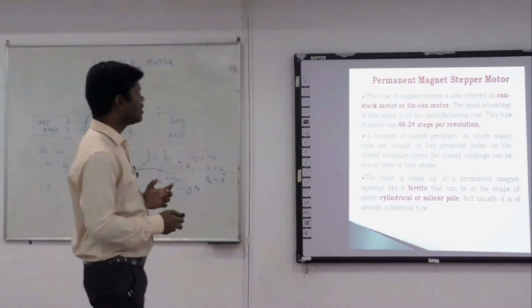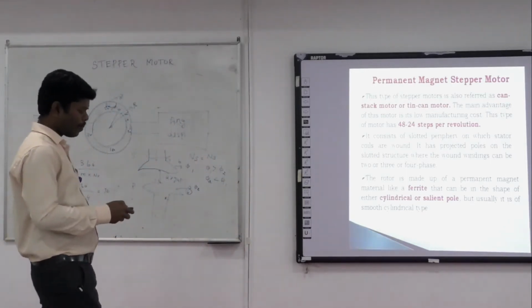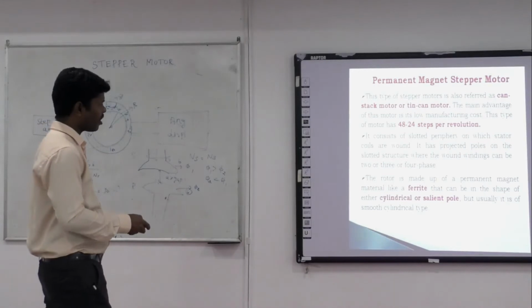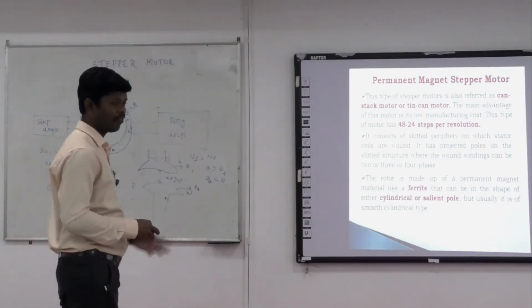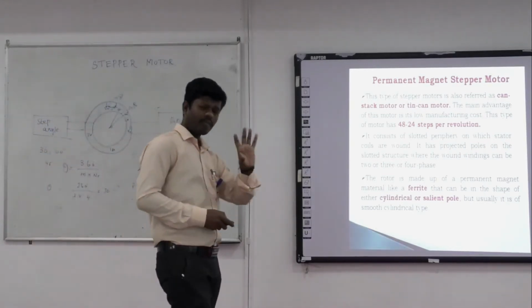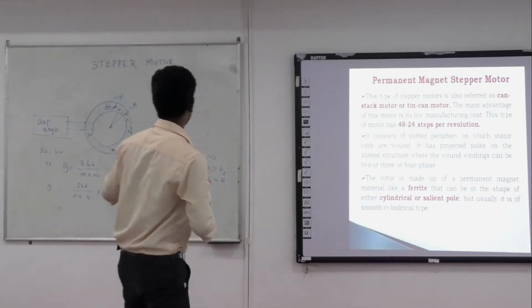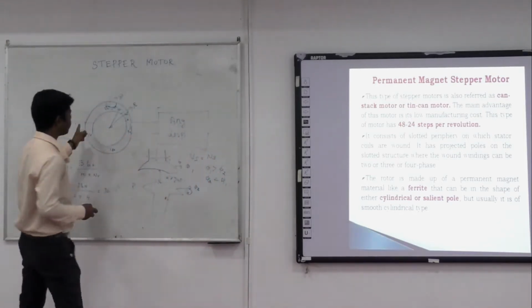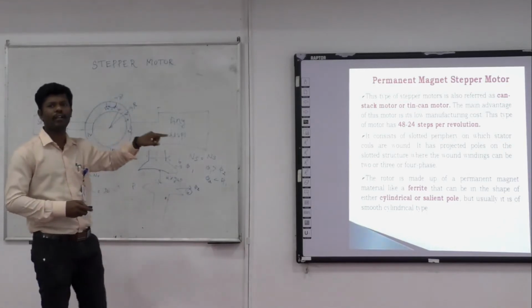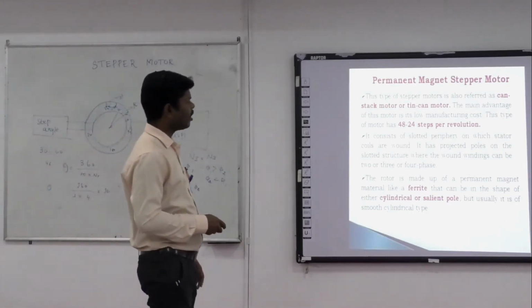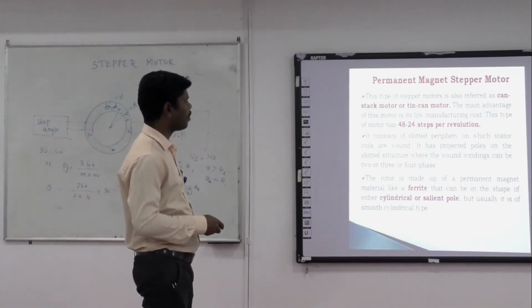Here we are using a cylindrical or salient pole type rotor, which can be used here. That is the main advantage of the stepper motor. This rotor will be a permanent magnet. In the variable reluctance motor, when you apply voltage, it will act as an electromagnet rotor. Here, a cylindrical or salient pole type, a permanent magnet rotor, will be used.